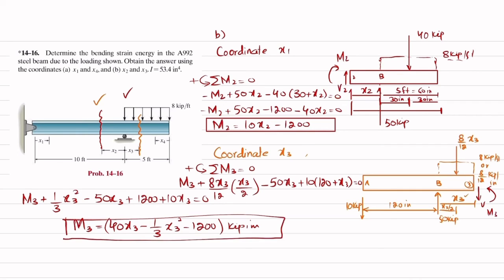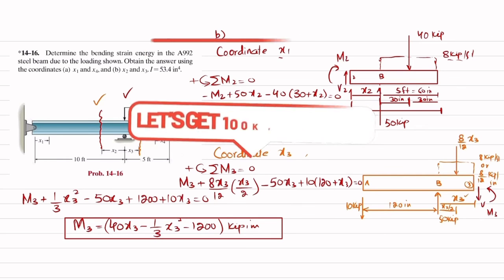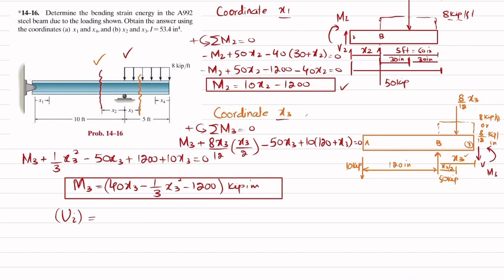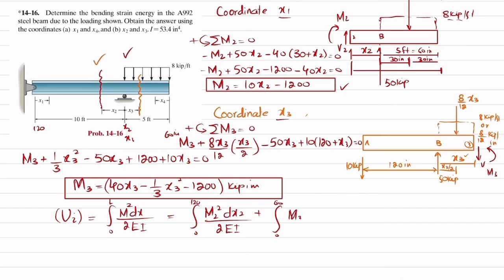Okay. Now we have both M2 and M3. M2 is due to coordinate x2, and M3 is due to coordinate x3. So you can just put it in this formula. Strain energy due to bending is equal to integral of 0 to L, M square dx over 2EI. So for coordinate x2, it will be 0 to 120 inch, and I will write M2 square dx2 divided by 2EI. And for coordinate x3, it will be 0 to 60 inch, and it will be M3 square dx3 over 2EI.